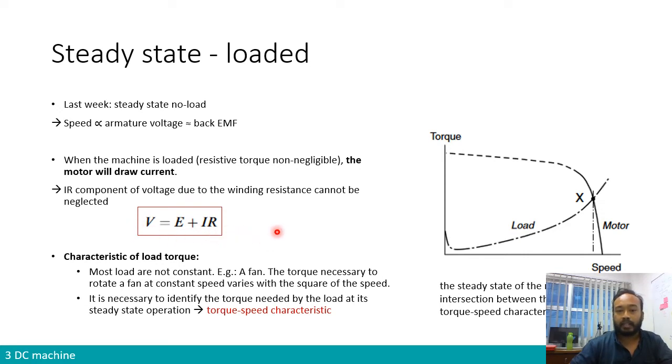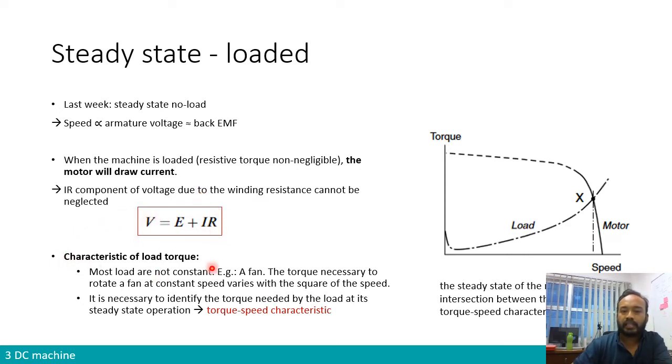But of course, you might be wondering, there is another portion of the equation, which is the voltage across the inductor of the armature winding, L di/dt. Because we are still in a steady state, there is no variation of di/dt, so we can neglect that. We only have V equals E plus IR.